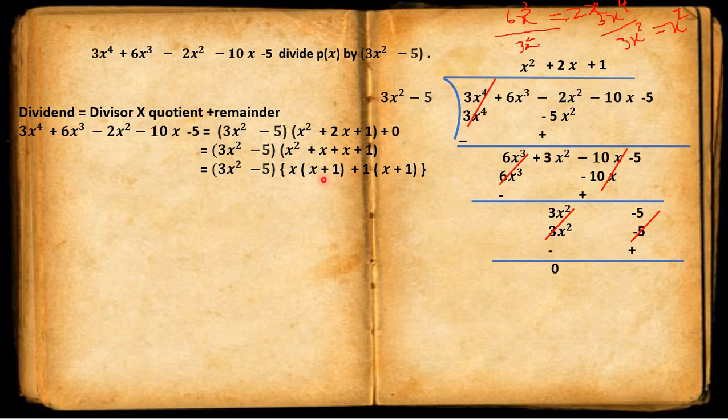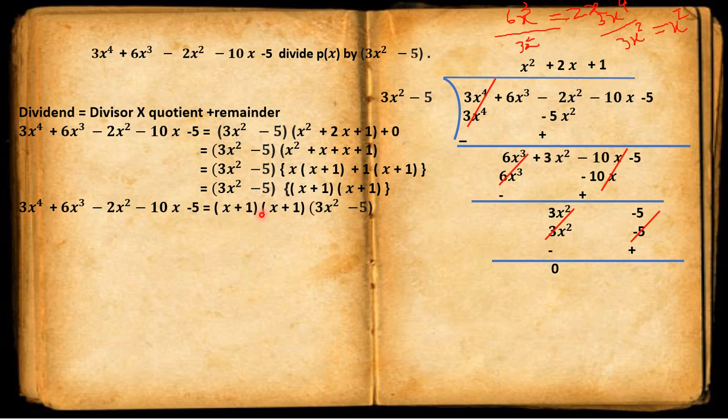Now here again in these two terms, x plus 1 and this x plus 1, both the quantities are common, so x plus 1, and the rest of the quantities we have to write inside the bracket, that is x from the first term and plus 1 from the second term. So we get x plus 1 into x plus 1, and 3x square minus 5 as it is given that the factor. So here what we are getting, polynomial is equal to x plus 1 into x plus 1 into 3x square minus 5.